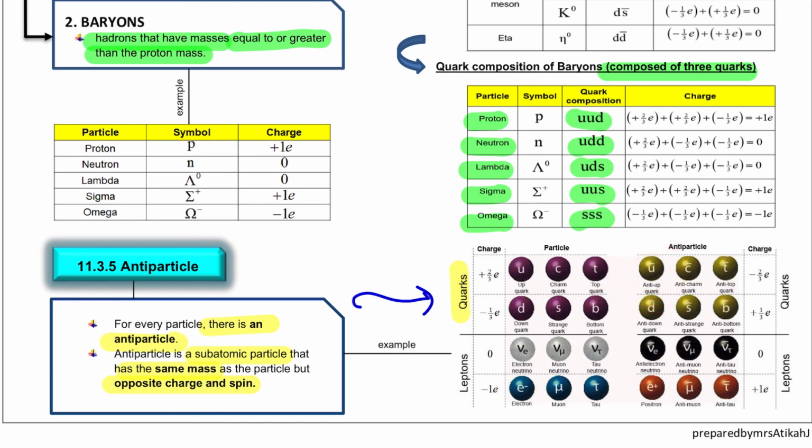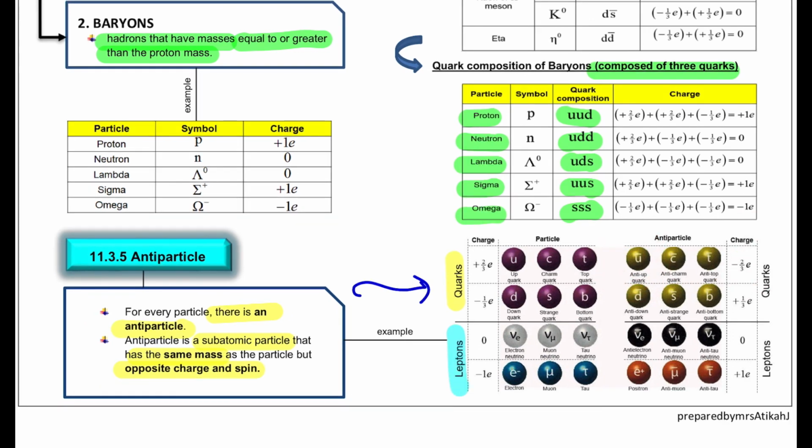And for the leptons, particles such as the electron with charge negative 1 electron has an antiparticle called the positron with opposite charge of positive 1 electron.